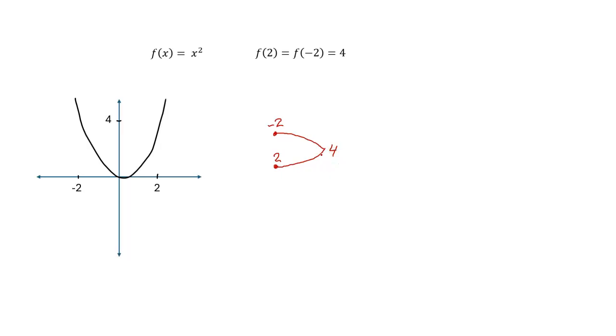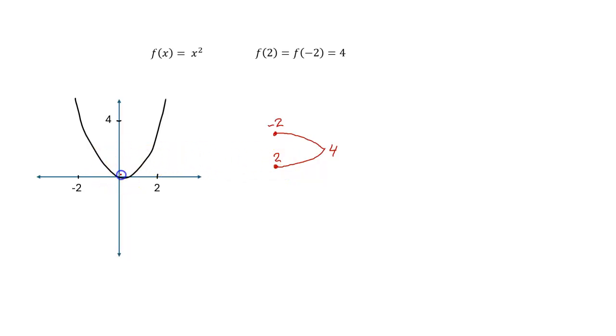Now suppose I wanted to try to undo that, right? I want to send 4 back to where it came from. Where do I send it? I have a choice, and that means really that doesn't define a function. A function to each input should have only one output, not two.